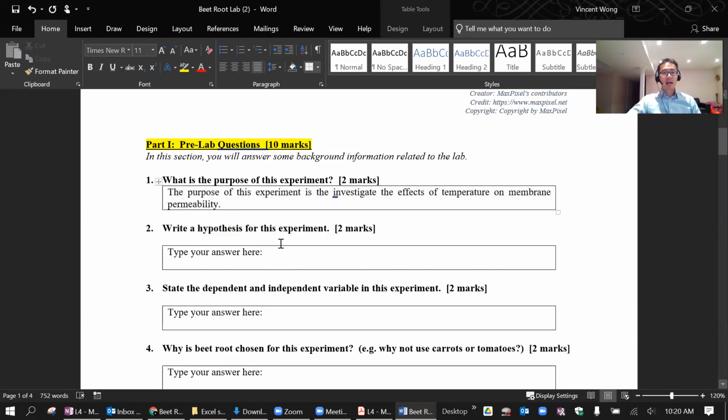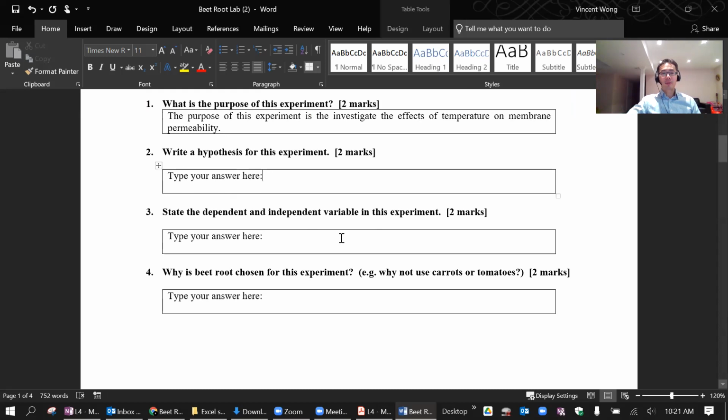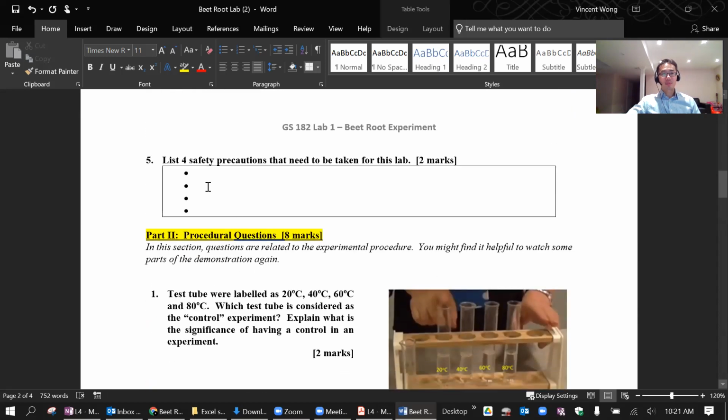Okay, so what is the hypothesis? You write a hypothesis. Remember, a hypothesis is a statement. Do not give me a question for hypothesis. Many people in the past wrote, will temperature affect the membrane permeability? That's not a hypothesis. You're supposed to tell me whether it will or it will not. And then independent variable, dependent variable. Most of these are pretty self-explanatory.